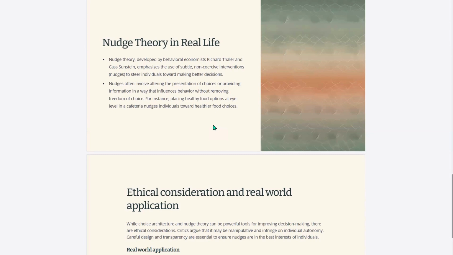It's rather than a choice architecture where you're mandating something or restricting them. Nudge theory says that there is no compulsion, but you present customers with choices so that they are able to make choices without any compulsion.